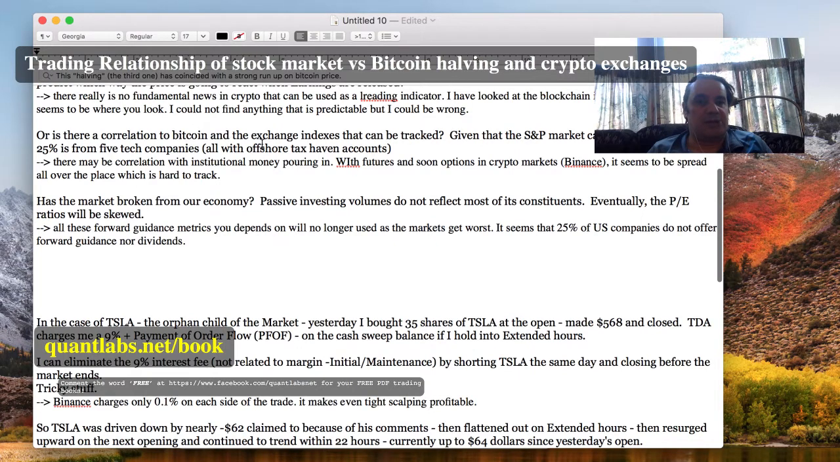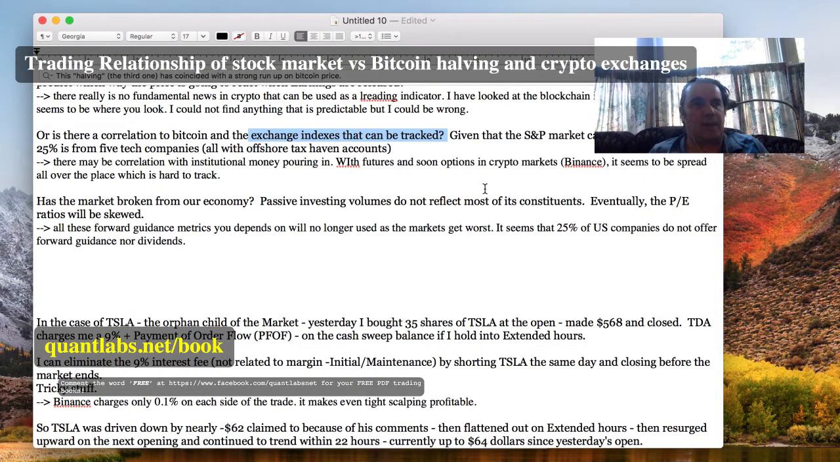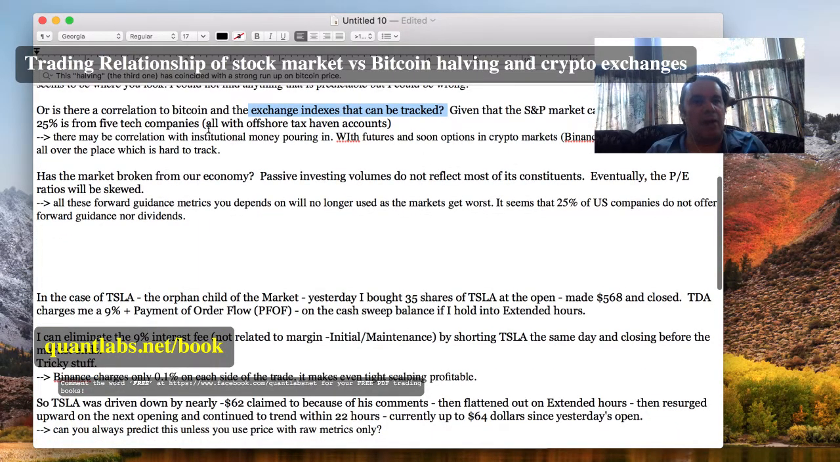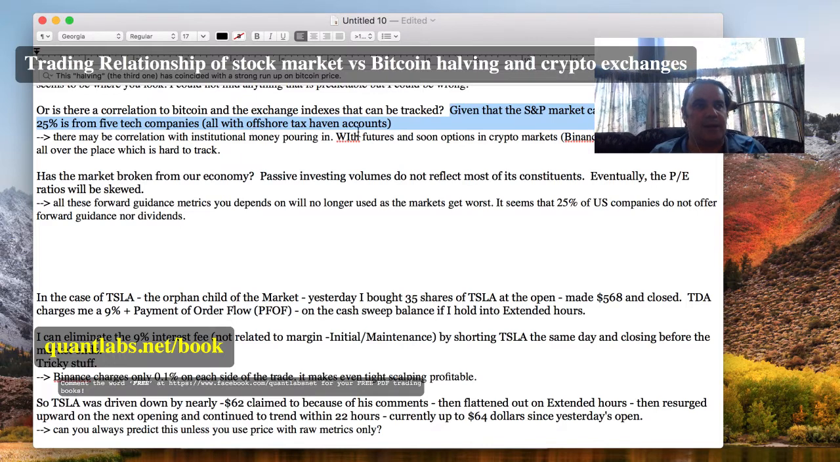Is there a correlation between Bitcoin and the exchange indices on what is tracked? There is no exchange indices. The only ones that I've seen from a professional allocator is the majority, they say 50% Bitcoin, maybe 10% XRP, 10% Ethereum, and then some other smaller alternatives with lower allocations. Given the S&P market capitalization, nearly 25% is from 5 tech companies, all with offshore tax haven accounts. So essentially what he's saying here, what's driving the markets right now are the big tech companies, the FANGs, Facebook, Apple, Netflix, Google, maybe Microsoft, Amazon, are all driving the markets up. But when you look at the majority of the mid caps, small caps, they're suffering right now.